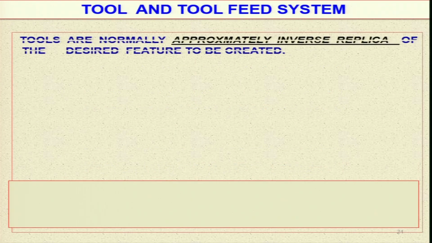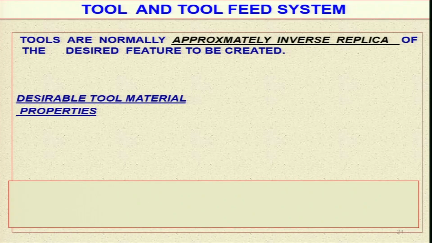Tool and tool feed system. Tools are normally approximately the inverse replica of the desired feature to be created. Please note it carefully, I have written approximately inverse replica. This is very important because you cannot get just the inverse replica of the tool on the workpiece, and that is why the tool design has big importance in the ECM as well as ECMM process. We will discuss it later on.